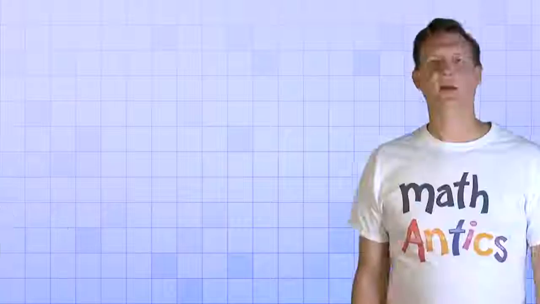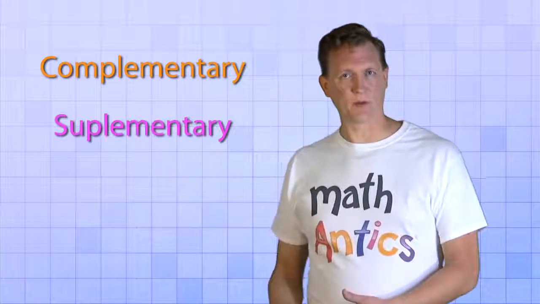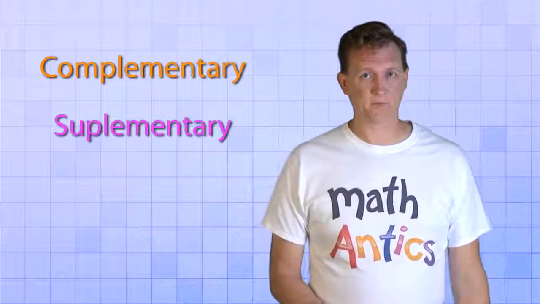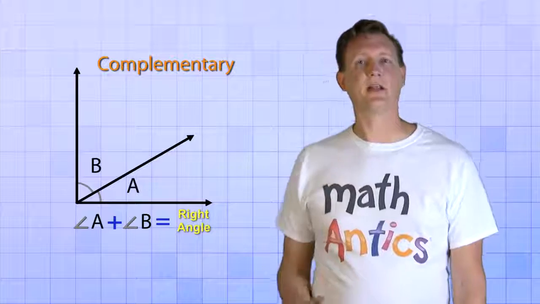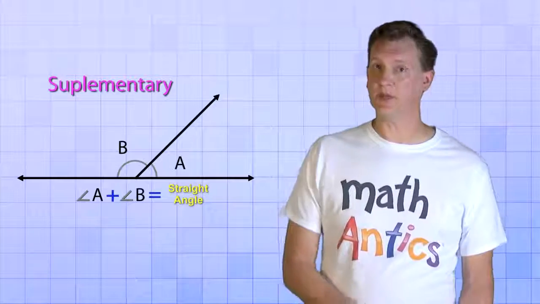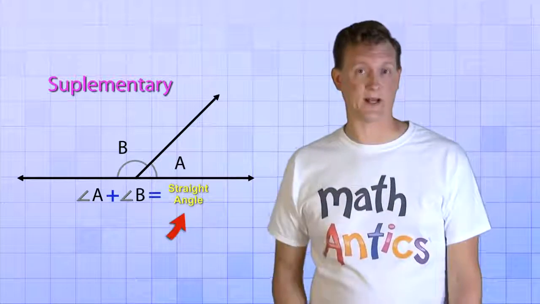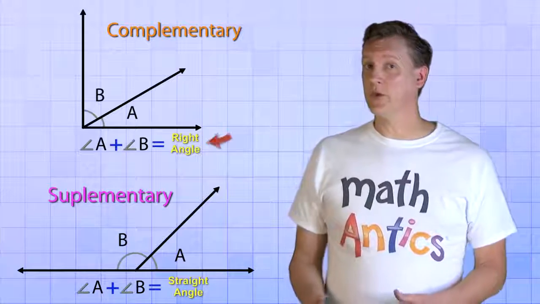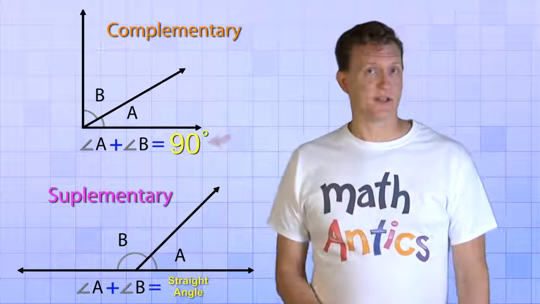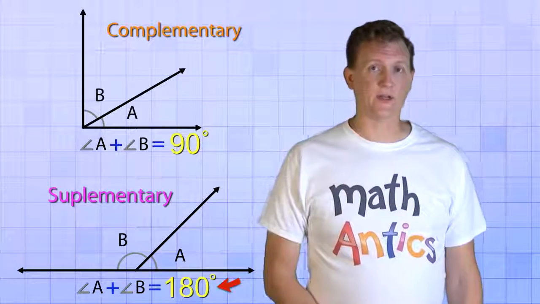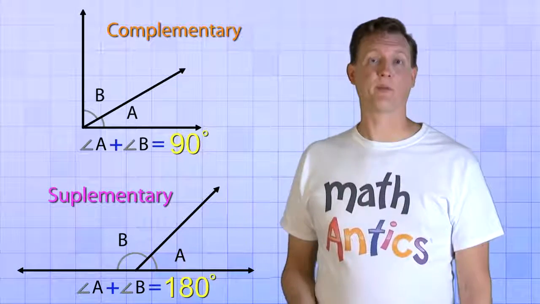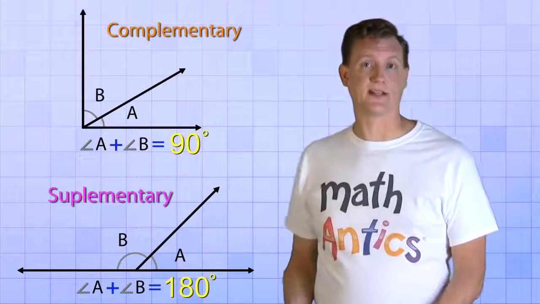Alright, there's one more thing I want to teach you in this video because you'll probably see this kind of geometry problem on your homework or tests. Do you remember what complementary and supplementary angles are from the last video? Complementary angles combine to form a right angle, and supplementary angles combine to form a straight angle. Well, now that we know that a right angle is 90 degrees and a straight angle is 180 degrees, we can use that information to solve problems that have unknown angles, like this one.